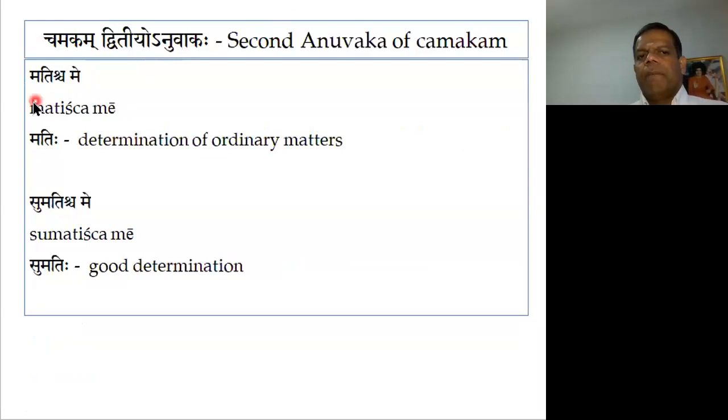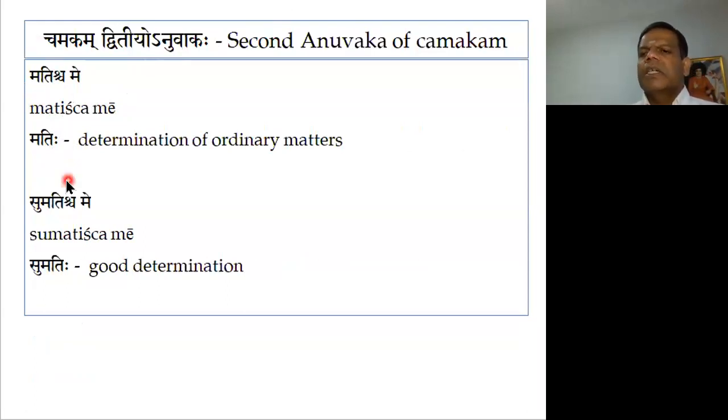We look at the next mantra. Matis chame. Pronunciation wise, it should be simple. The simple word itself is matihi. The visarga has become ish.